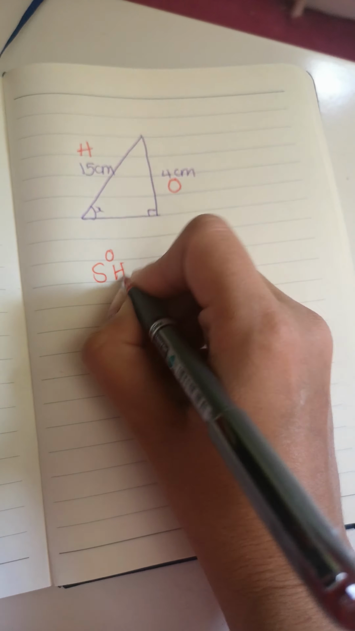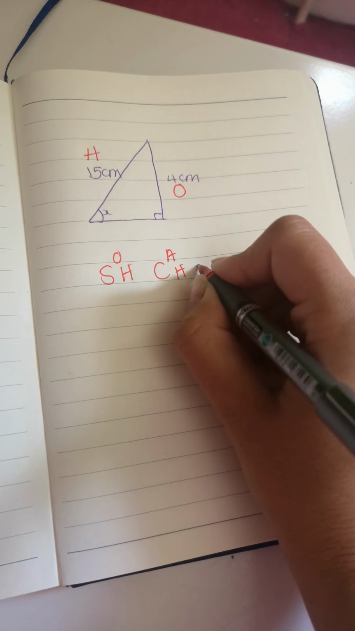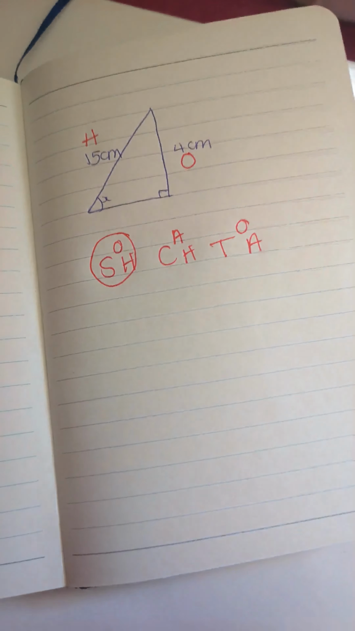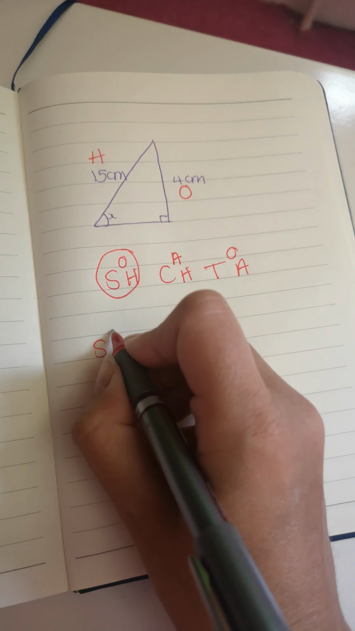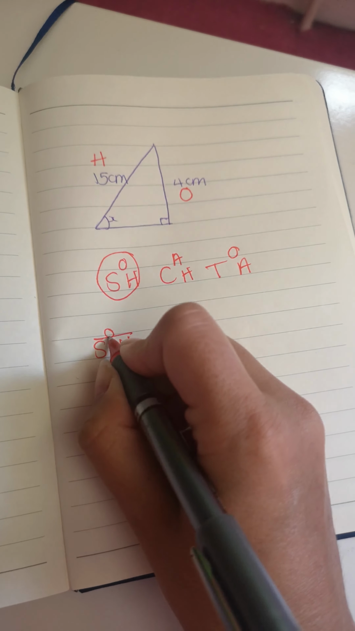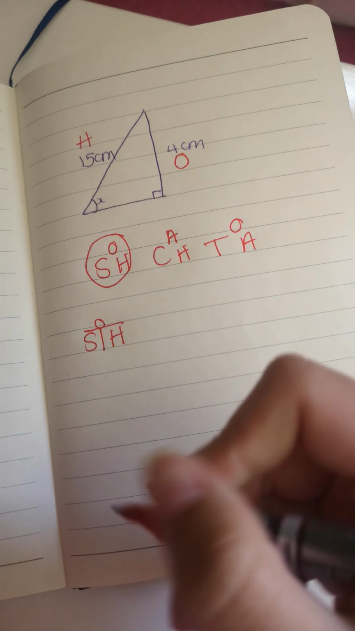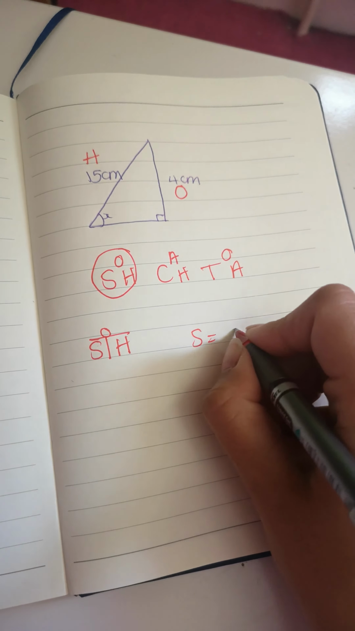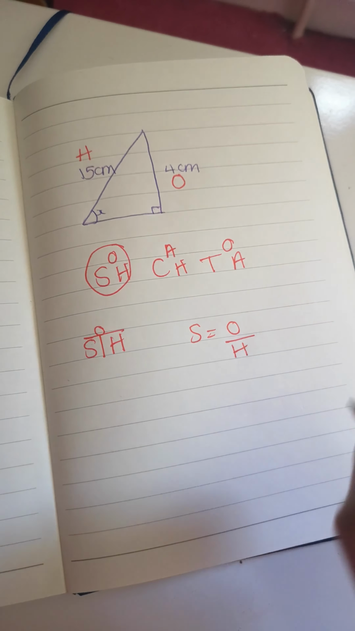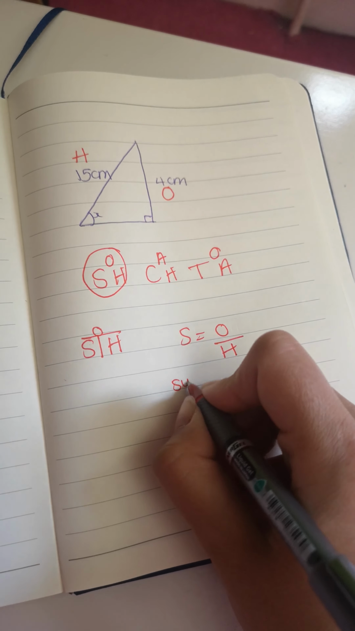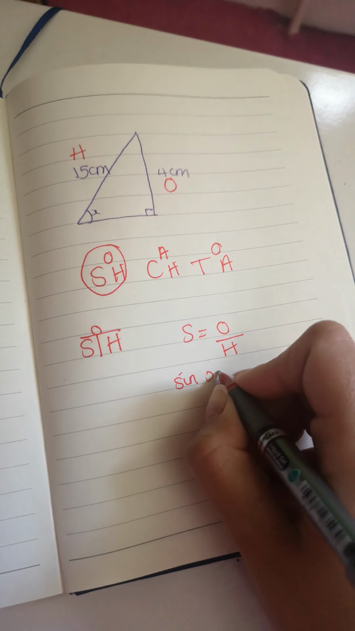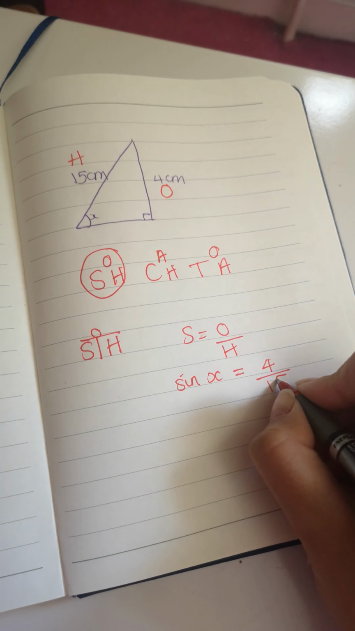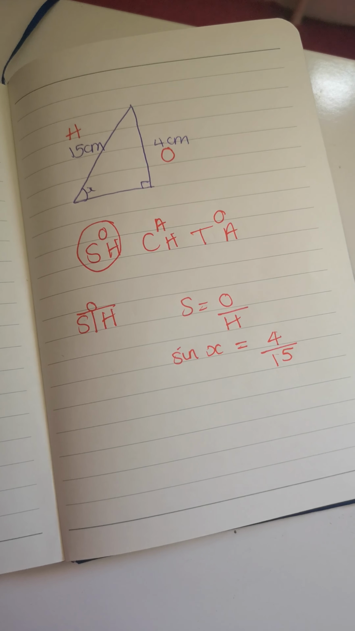Write out SOH, CAH, TOA. O and H. So that's SOH. S-O-H, and it's our triangle. And we're finding the angle, so we know the angle always goes with sin, cos or tan. So we've got S is O divided by H. We know S stands for sin, and we know the angle always goes with that, so sin X equals opposite, which is 4, divided by the hypotenuse, which is 15.